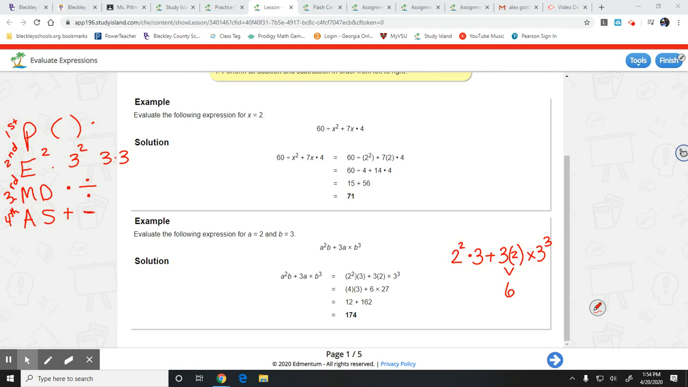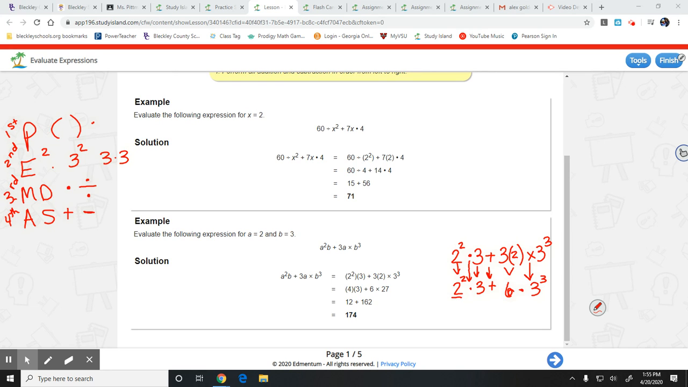Okay, I'm going to bring everything else down exactly the way it is so I don't forget anything. So I'm going to bring down my 2 squared times 3 plus, see how I'm bringing everything down with it? Okay, bring down times. Yeah, we don't use an X anymore for our multiplication sign. We're going to use a dot. 3 cubed, okay? So now our second step is to simplify exponents.